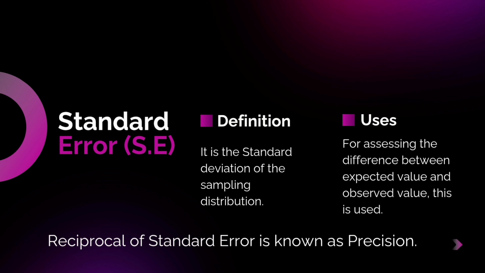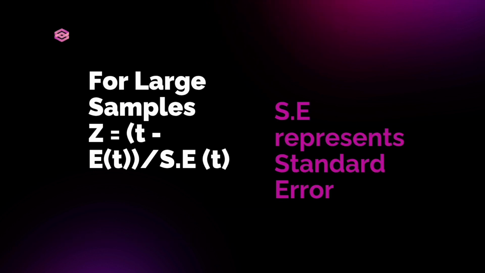When we see the sums in depth, we can easily understand what these things are. Then for large samples, z equals t minus E of t, the whole divided by the standard error of t, right? Again, that's a general formula, you just need to remember this, right?